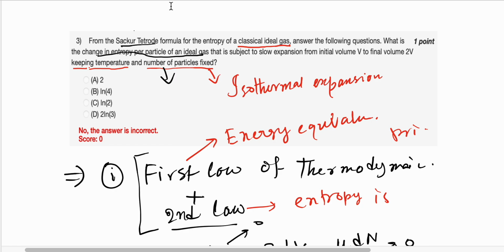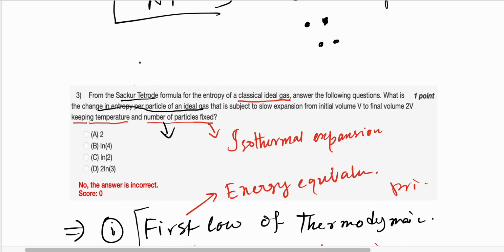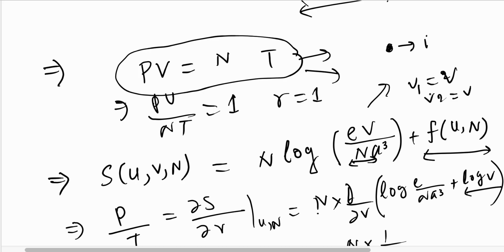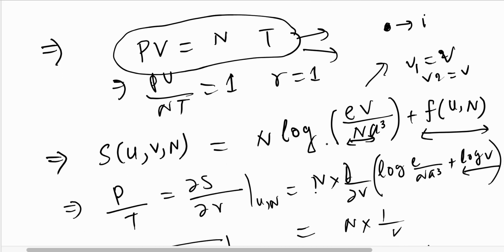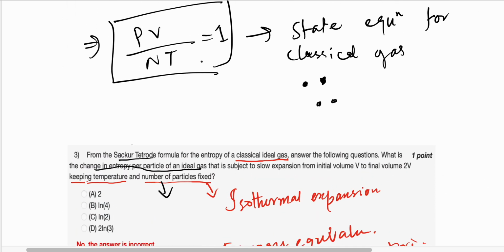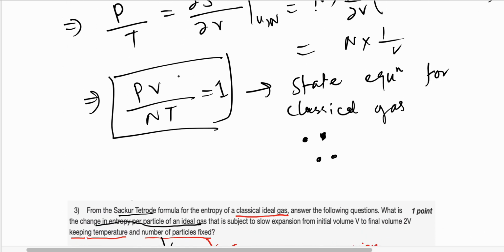You can again work it out from that. You can write the Sackur-Tetrode form as it is asked here. You put in the initial condition V1 and the final 2V, then you just subtract these two, and you will get the same result.